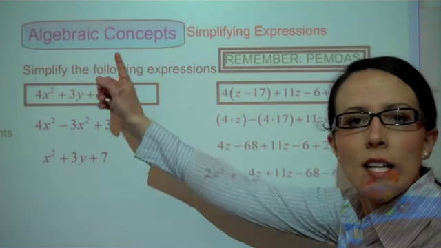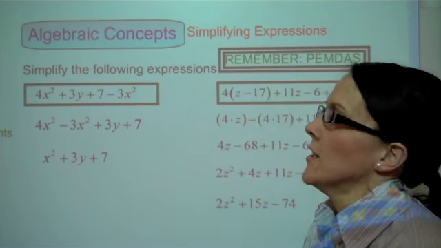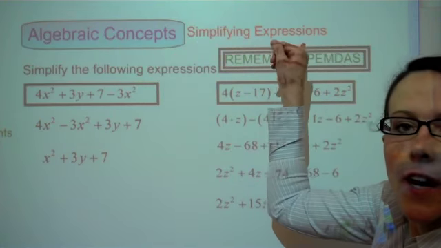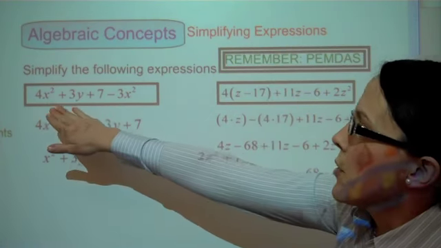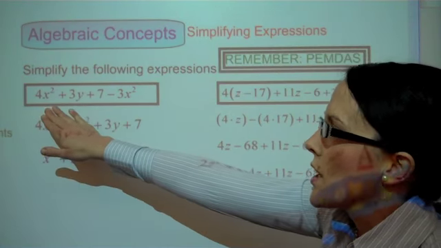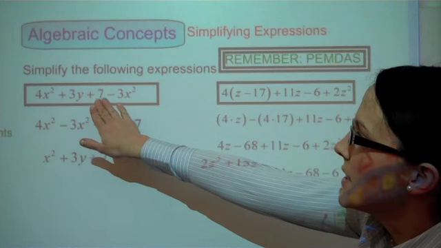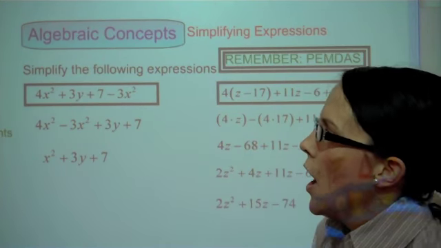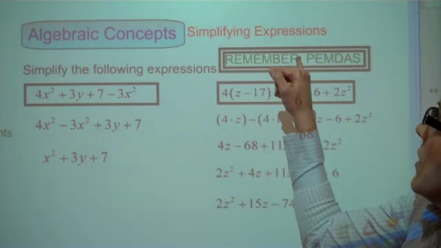So today, Algebraic Concepts, we are doing session 10. So let's get started. First off, simplifying expressions. If we were to simplify the following expression, 4x squared plus 3y plus 7 minus 3x squared, our first step is to think about PEMDAS.